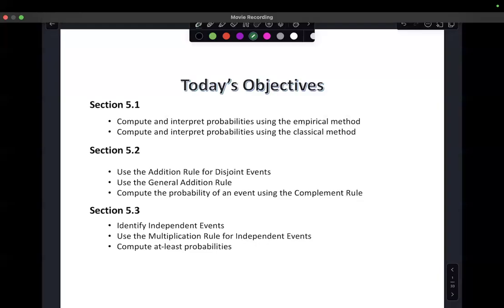So 5.2, we're going to look at the addition rule for disjoint events, and then for the general rule. Then we're going to talk about the complement rule, which is something super important. Then 5.3, we're going to look at the multiplication rule and how to identify independent events, and then what at least probabilities look like. At least is an area where people struggle a lot. Hopefully, I'm able to make sense of it for you, and I'll do my best to answer questions when I can. So that is today.